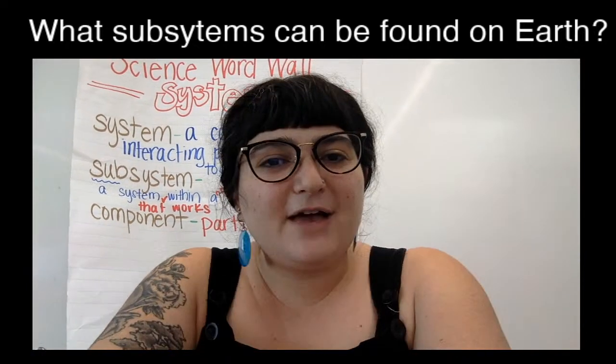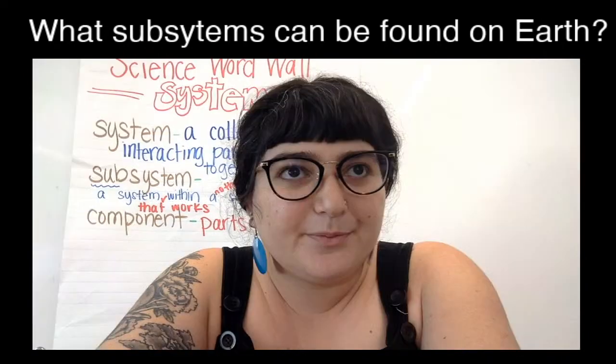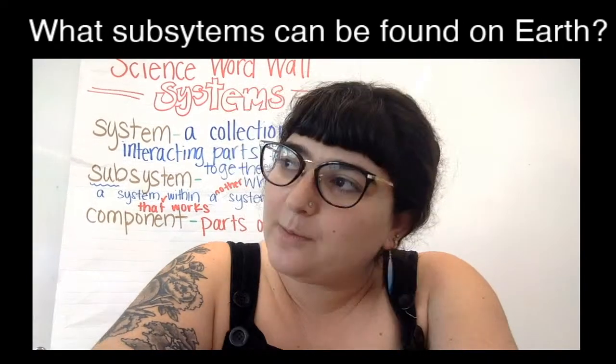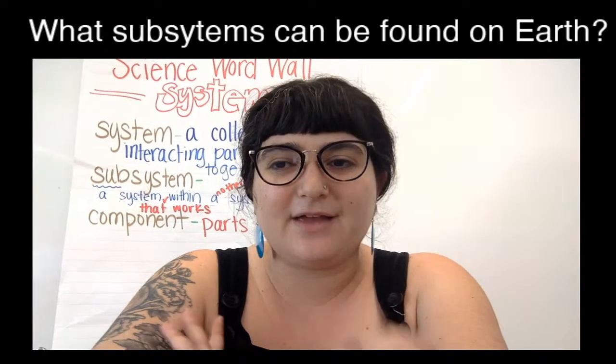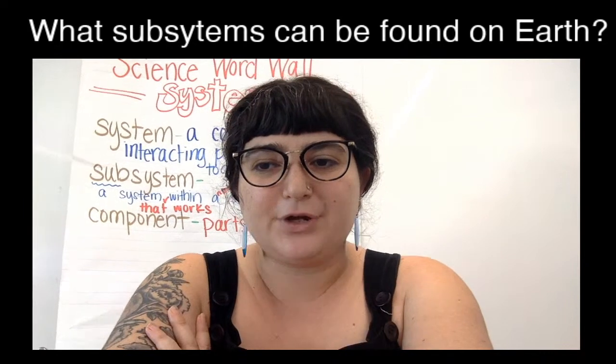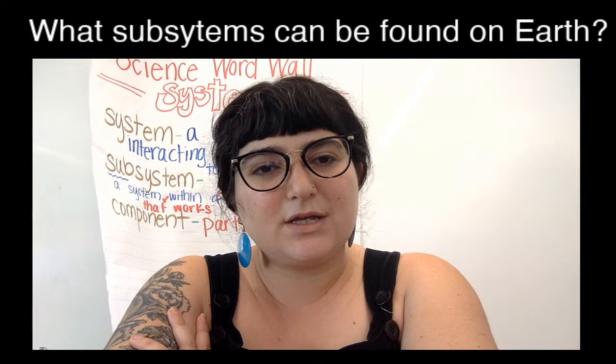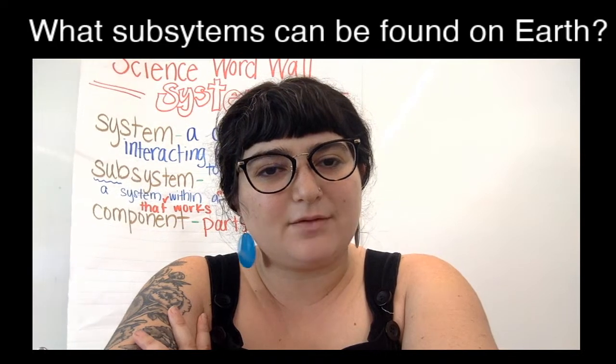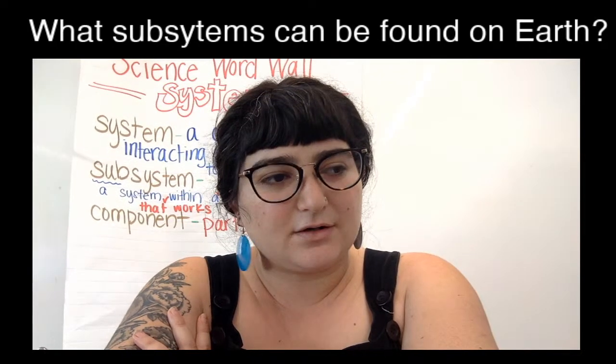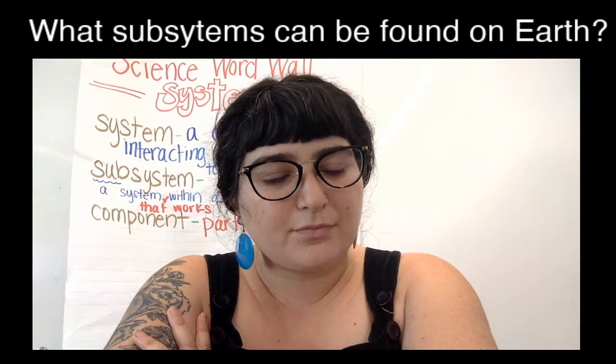And so if we look at a globe, okay, if we're looking at a globe, I want you to consider, and I'm going to give a little bit of think time for you to consider, what are the different subsystems that might be working together on Earth? Give a little think time.